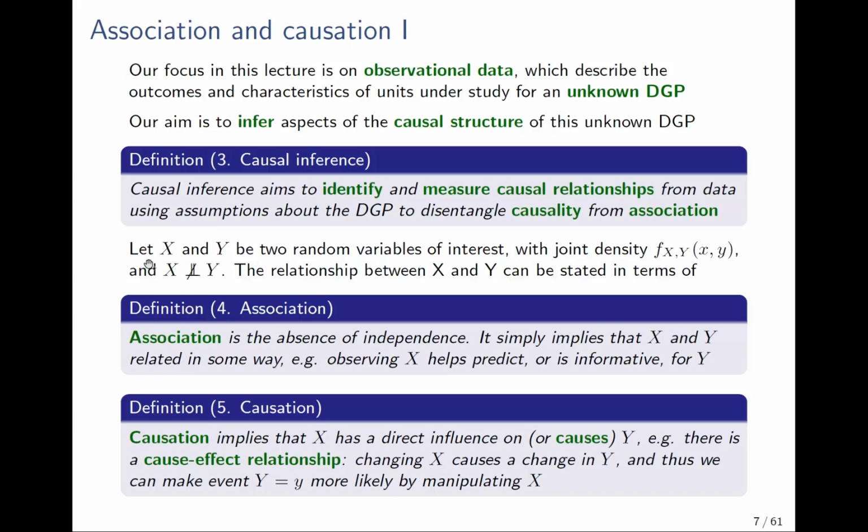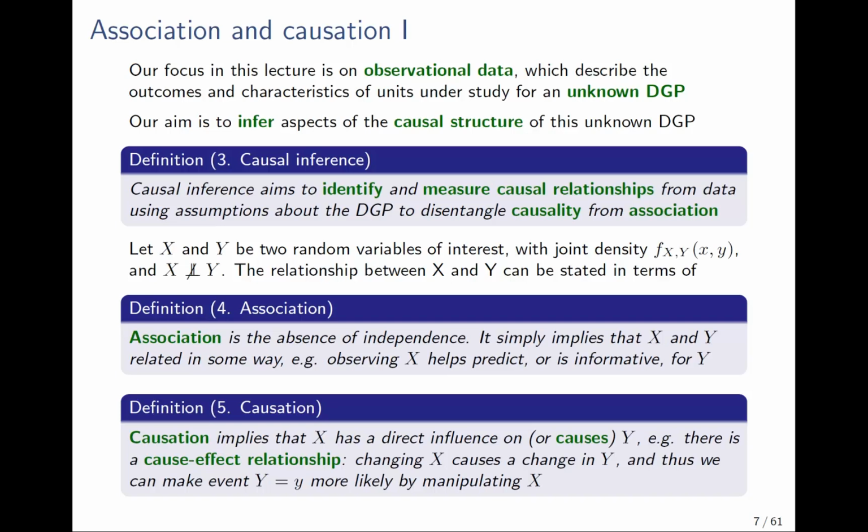So to explain what they mean, let's assume we've got two random variables, x and y, with joint density given by this density here, and x and y are not independent. Remember, this symbol here, this symbol that's been crossed out, means independent, and we cross it out, that means not independent. The fact that x and y are dependent can be stated in terms of one of two things. First of all, we can state it in terms of association.